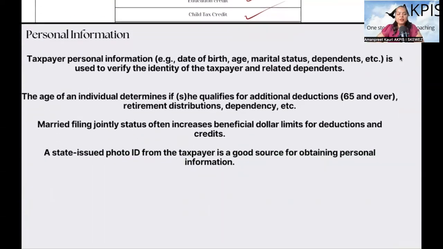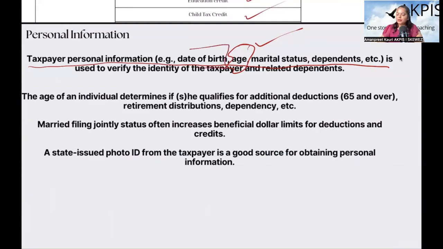And if I specifically talk about personal information, taxpayer personal information is, for example, date of birth, age, marital status, dependency. Let me give you an instance of why these are important. Why is age important? Because if you are a senior citizen, you are eligible for more deduction, and accordingly tax computation will vary. If you are not a senior citizen, deduction limits are different. So age is an important criterion.